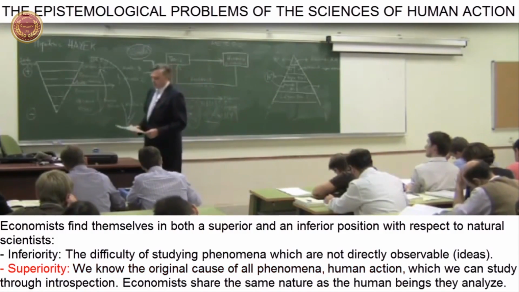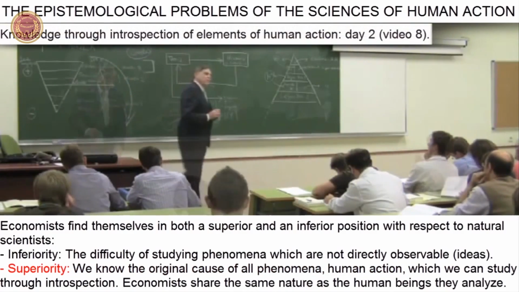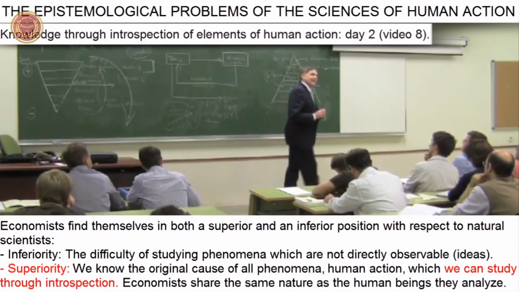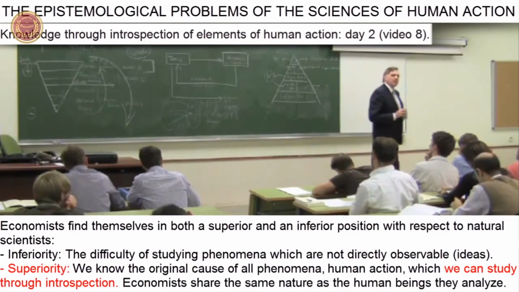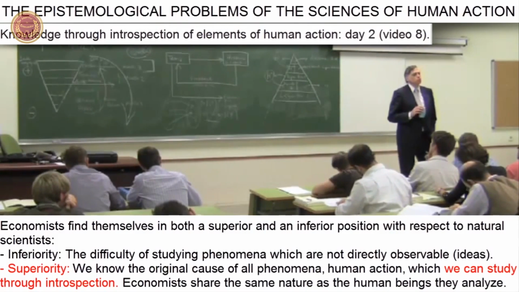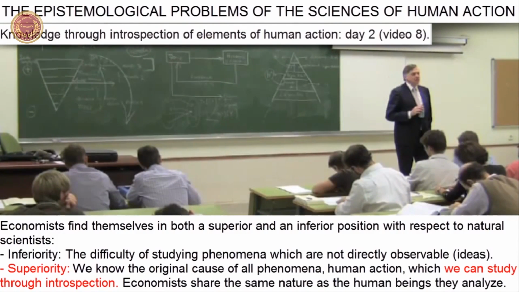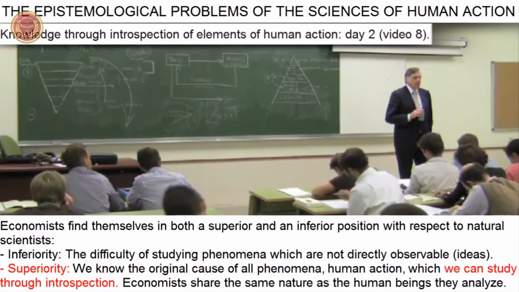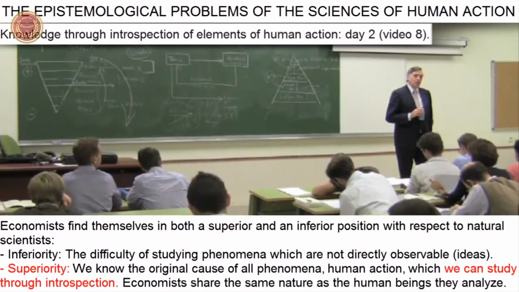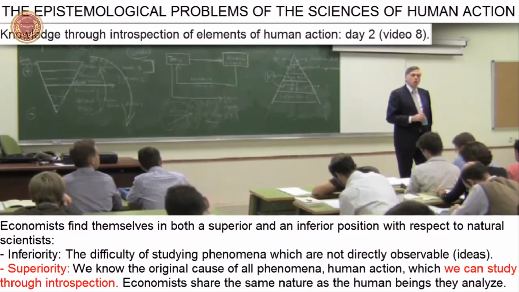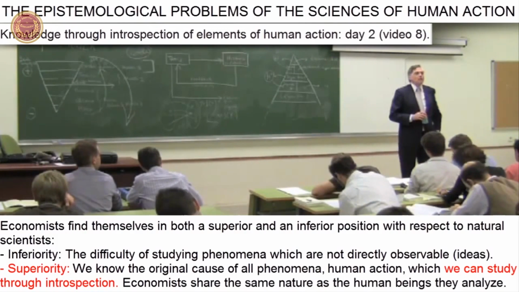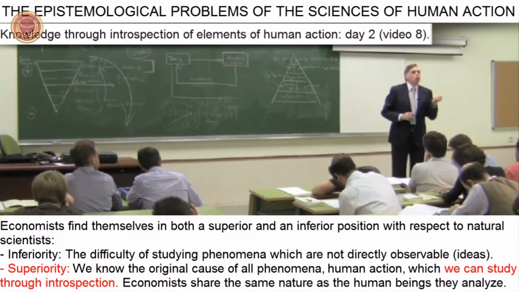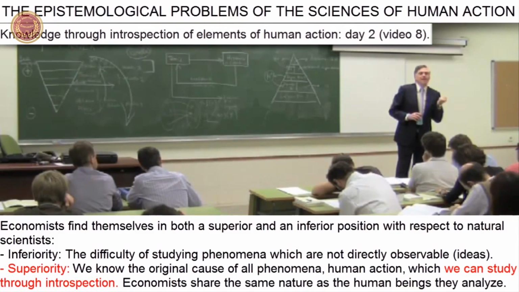There is another sense in which we are in a superior position, and I think I have mentioned it in class. Only in social science does the scientist share the same nature as those he or she observes. In other words, believe it or not, I am a human being, and I share the same nature as the human beings I analyze as an economist, and this provides me with first-hand knowledge of incalculable value. Natural scientists lack this knowledge of their object of research.